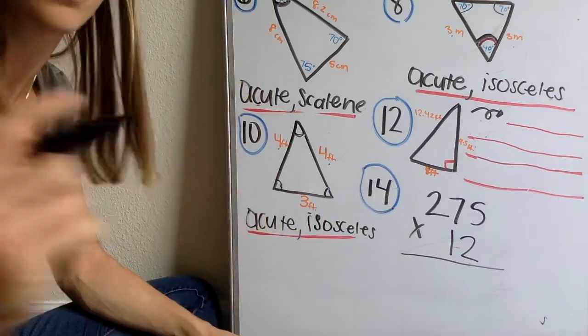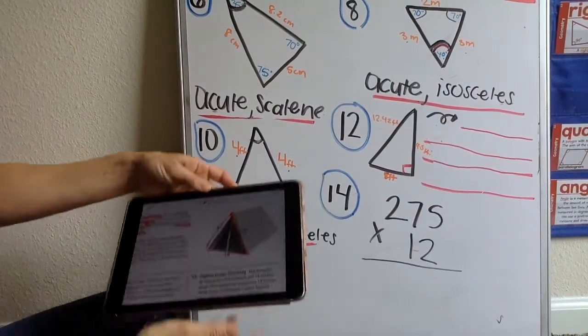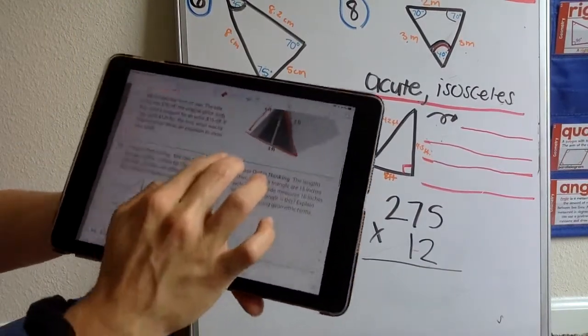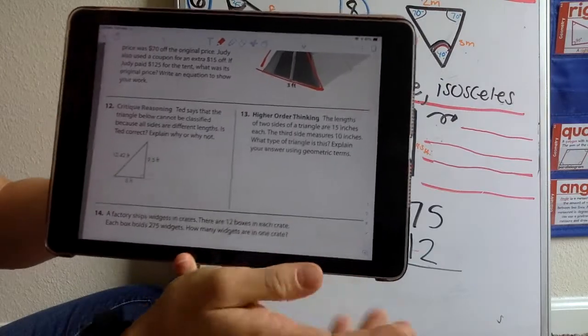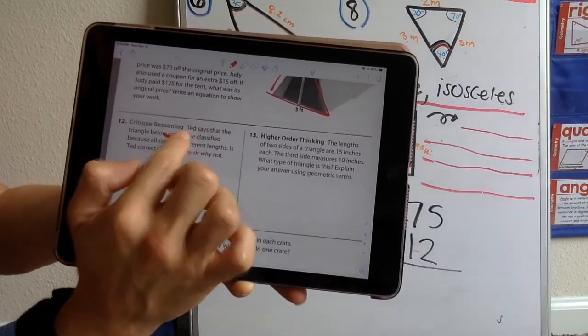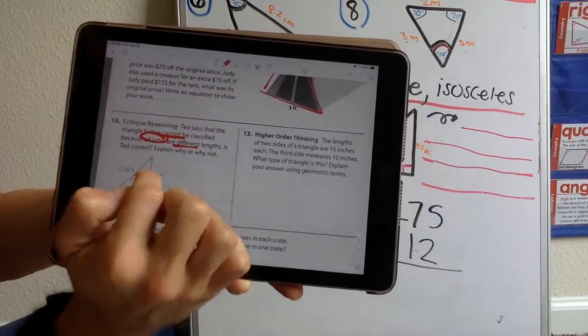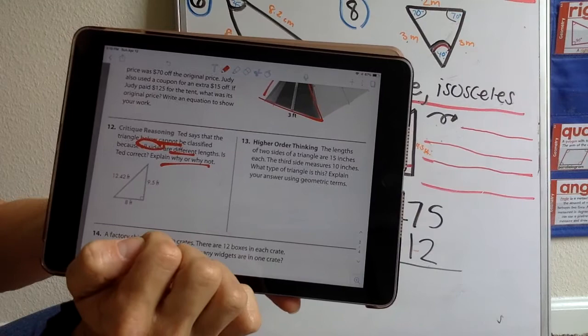Isosceles. Alrighty, sliding over to number 12. Number 12 is also another word problem. We're looking at a dude named Ted. It says, Ted says that the triangle below cannot be classified because all the sides are different lengths. Is Ted correct, and explain why or why not?